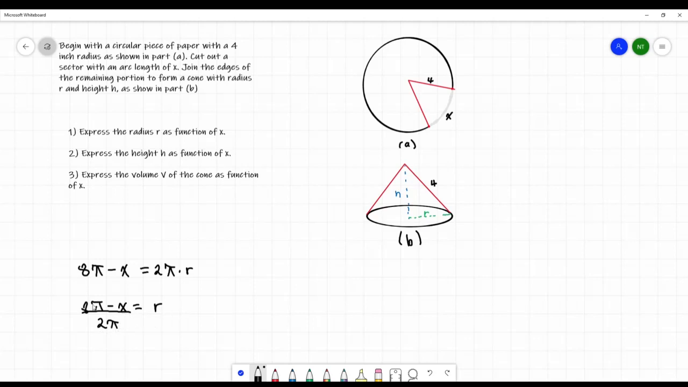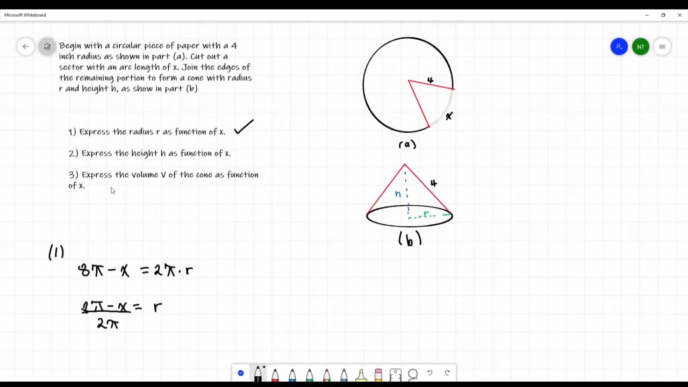Okay, and what did we do here? What we did is we just solved the first part, express the radius r as a function of x. Here I have the radius r, and I expressed it as a function of x. So the first part is solved. Now let's go on to solve the second part.